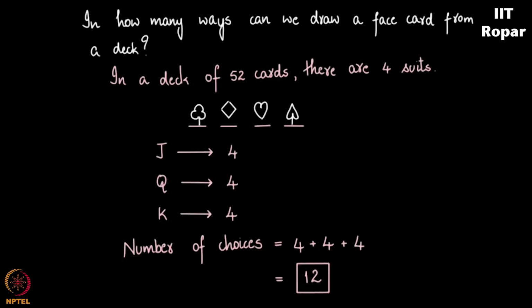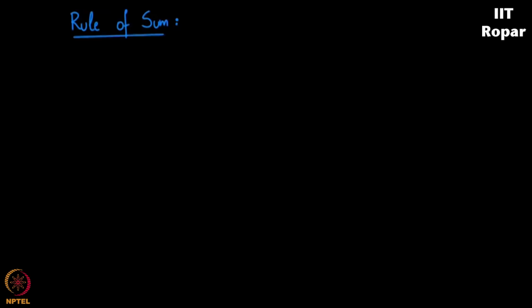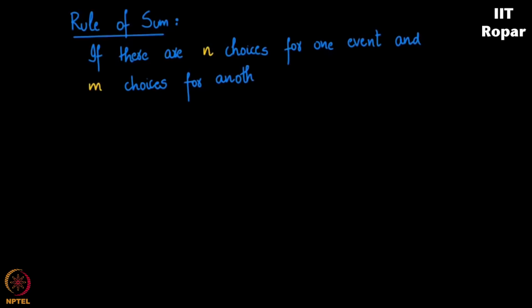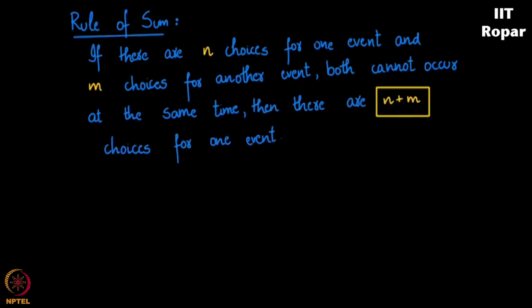So let me now sum up what we were discussing all this while. That is the rule of sum and the rule of product. Rule of sum goes like this. If there are n choices for one event and m choices for another event and both cannot be done at the same time, then there are n plus m choices for one event.